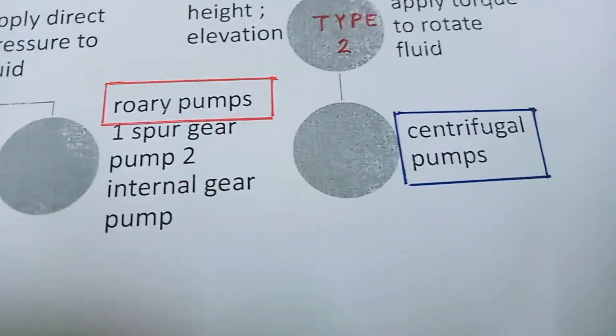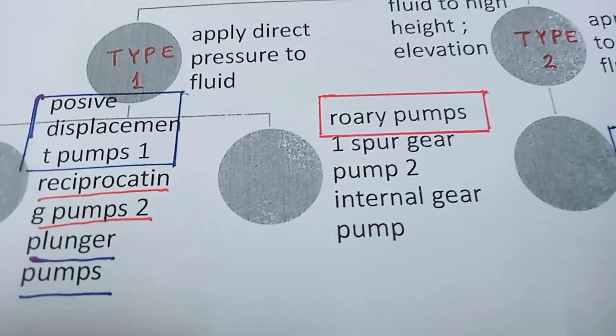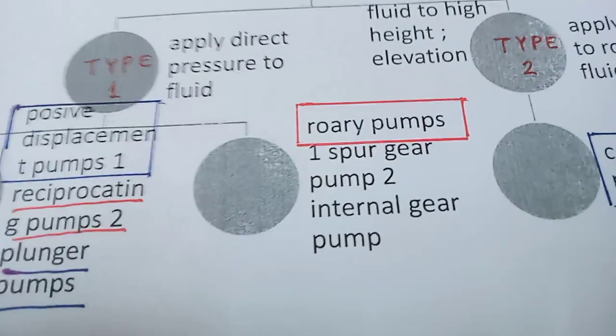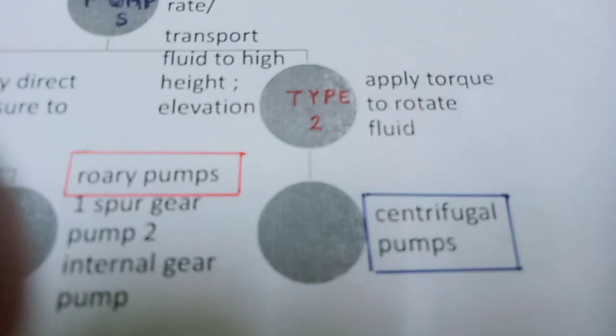Now rotary pumps are again positive displacement pumps. In that there are two types, spur gear pump or internal gear pump.